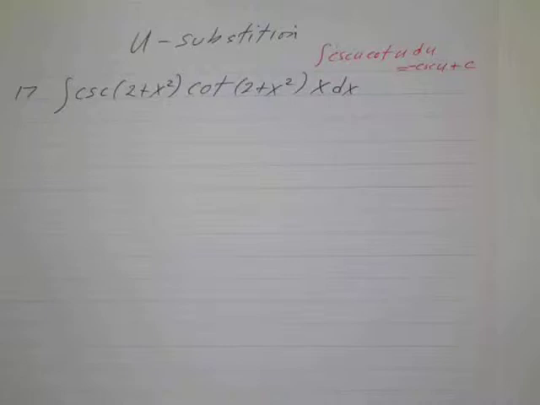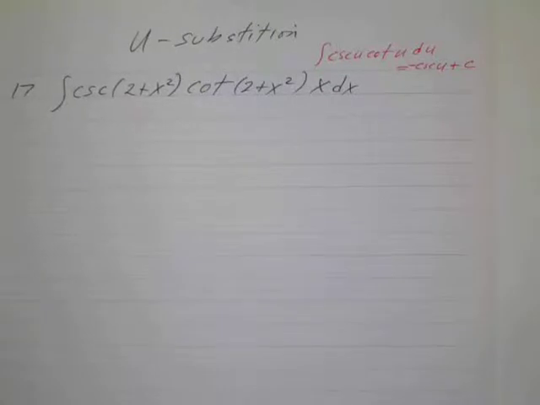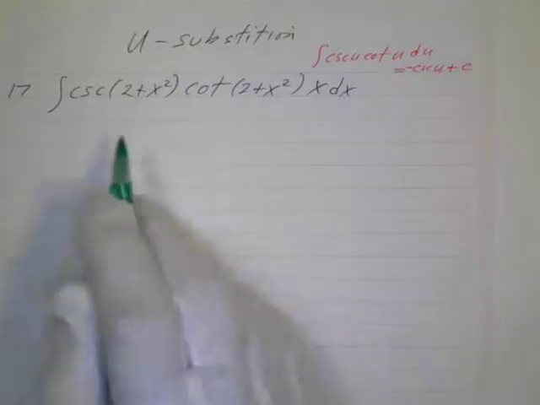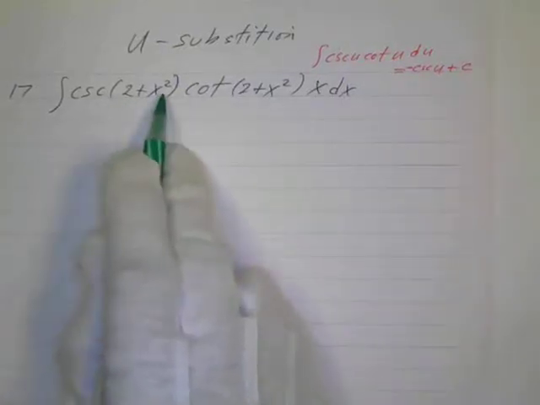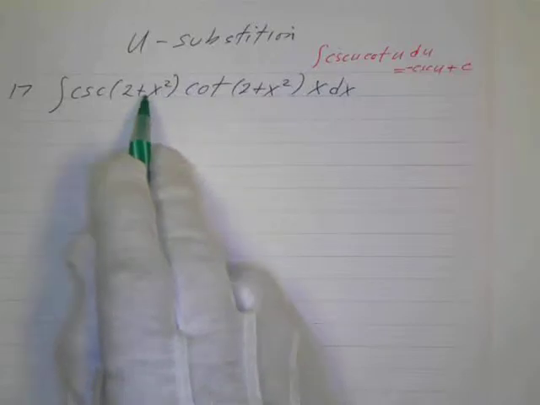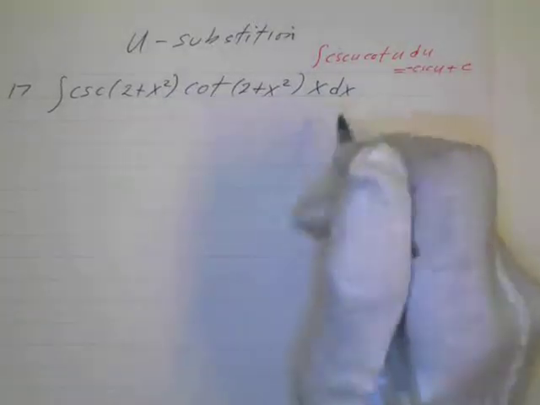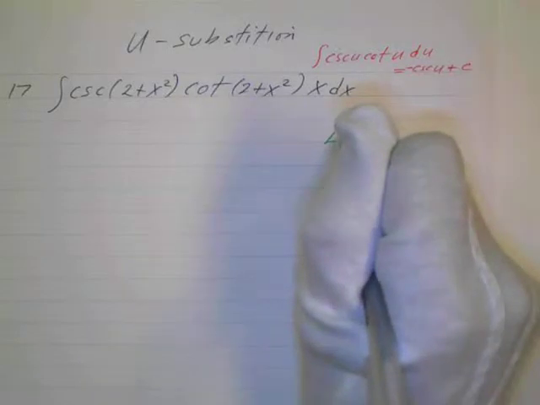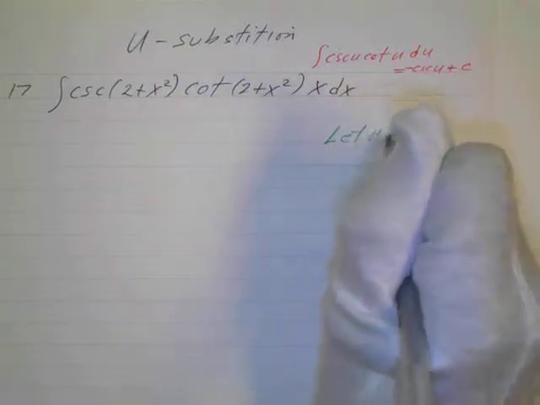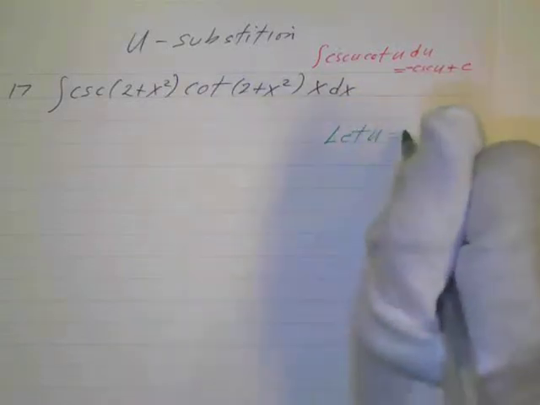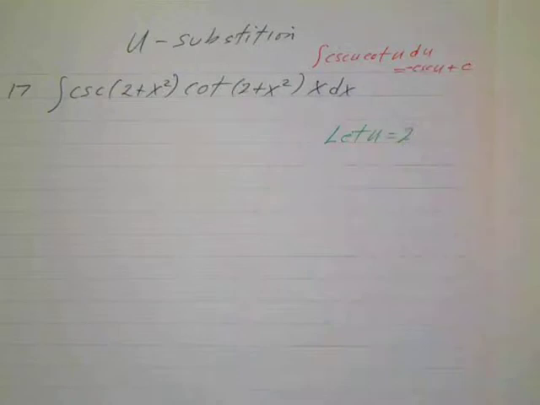So this is kind of long and a lot of stuff going on. So what I'll do is I'll just go right ahead and say, well, if this is u, what's the derivative of 2 plus x squared? Well, it's just going to be 2x. Well, I've got the x, I just need the 2, so I'm in pretty good shape. So I'm going to let u equal 2 plus x squared.